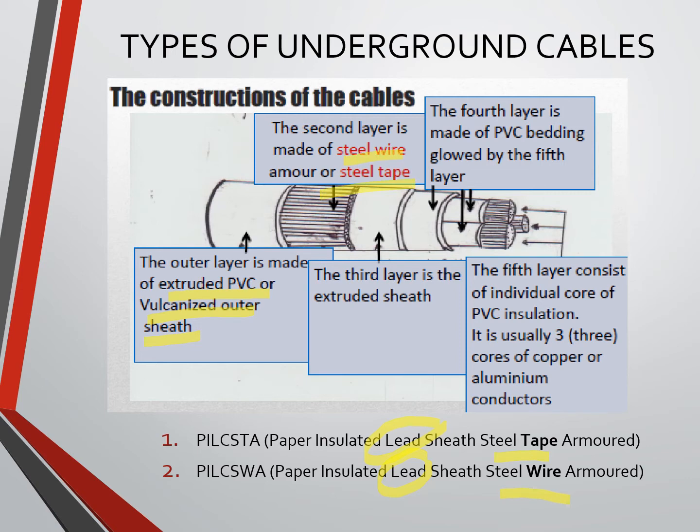And the third layer is extruded sheath, sama juga ada sheath. The fourth layer is made of PVC bedding, followed by the fifth layer. And then the last layer, which is the fifth layer, consists of individual cores of PVC insulation. So it usually has three cores of copper or aluminium conductor. So kat sini akan ada pengaliran elektrik. So we are using conductor at this point. Okay, so we are using the conductor of electrics.